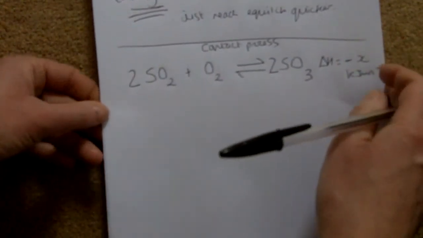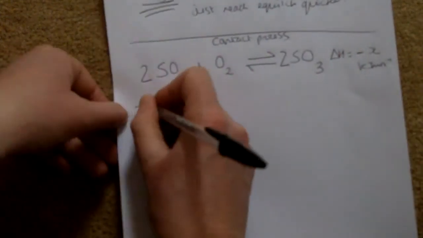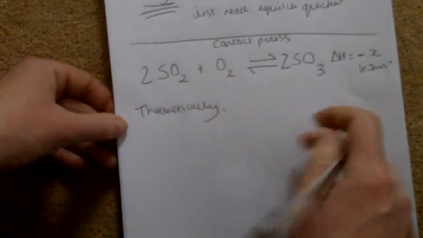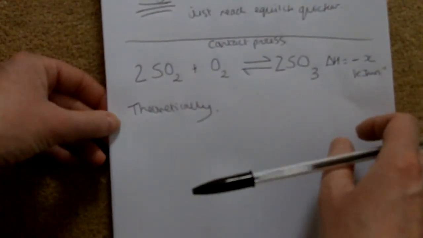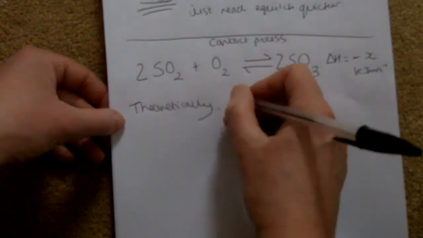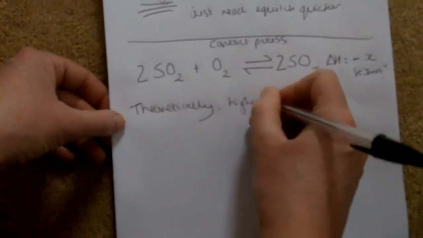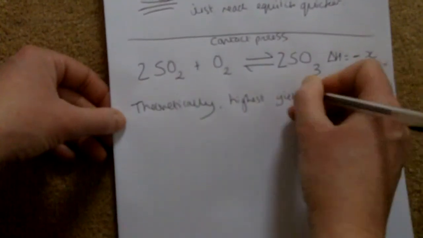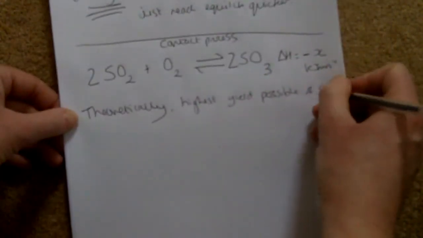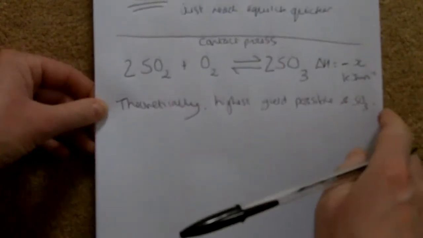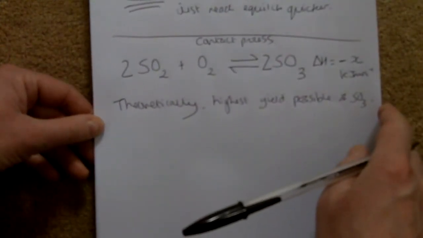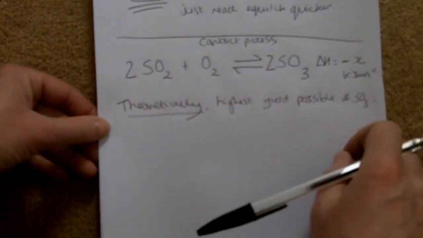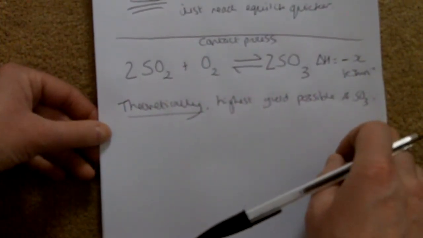All right. So the question is, theoretically, I want to get the highest yield possible of sulfur trioxide. Which conditions should I use? What are the conditions I should use to get, theoretically, the highest yield? So the conditions that I need.